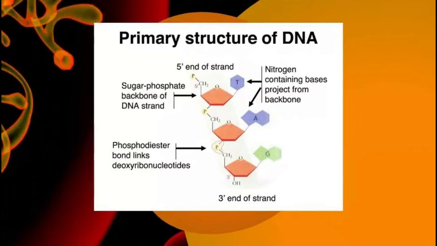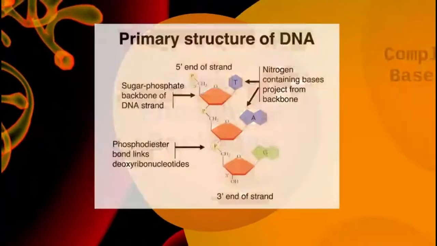And the bonds that link the sugar phosphate backbone are called phosphodiester bonds. And these link each individual nucleotide to each other through the phosphate group of one nucleotide and the sugar of the next nucleotide. And these phosphodiester bonds are formed in a condensation reaction. And as I hope you remember, a condensation reaction is when you lose a molecule of water.